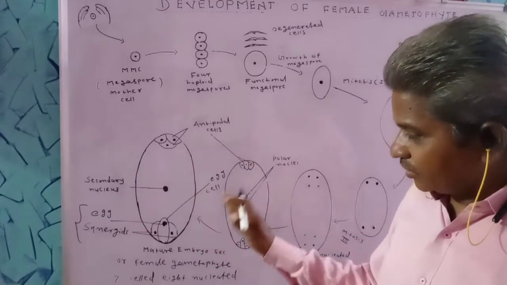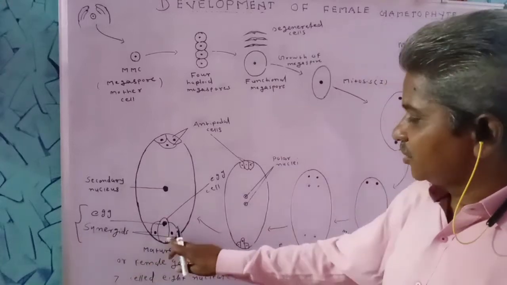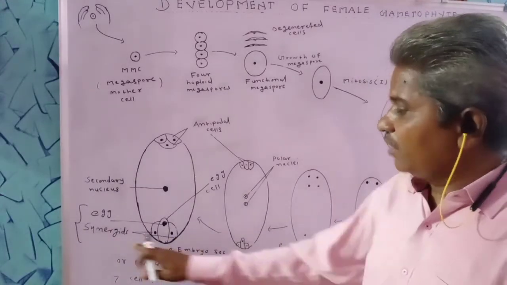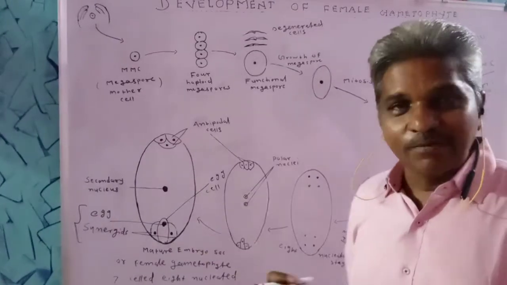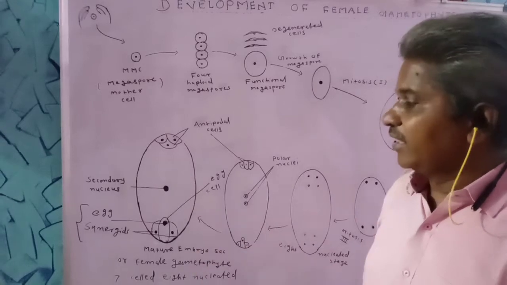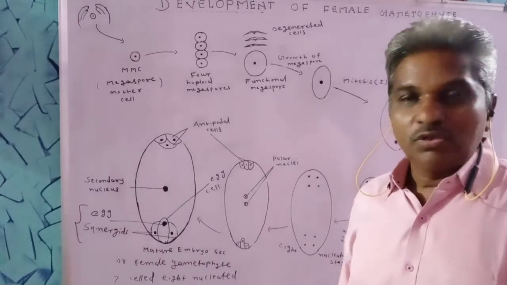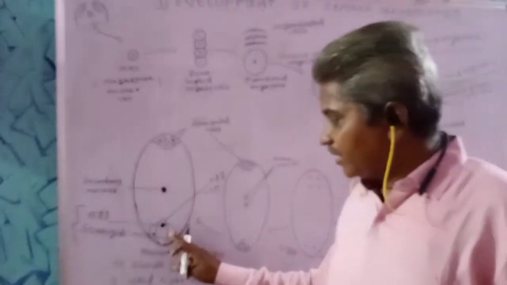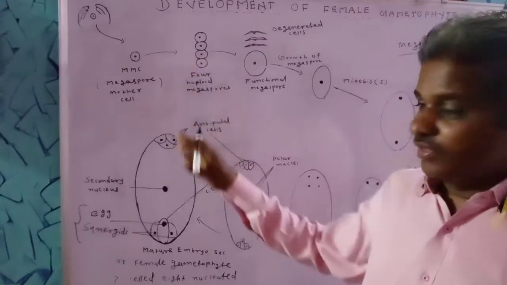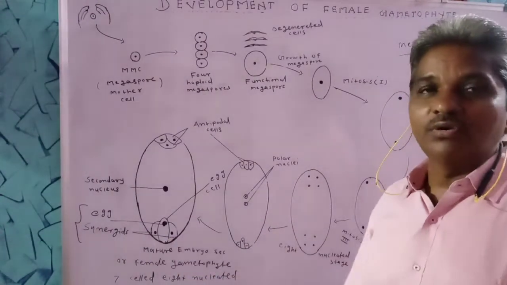So these synergids are useful for sexual reproduction. In this process, fertilization occurs, and the filiform apparatus of the synergids guides the pollen tube towards the egg. This process of fertilization occurs in the ovule, and during it, the synergids play an important role.